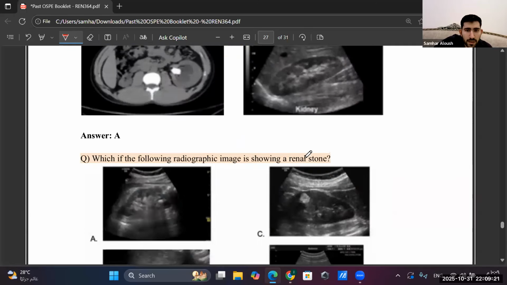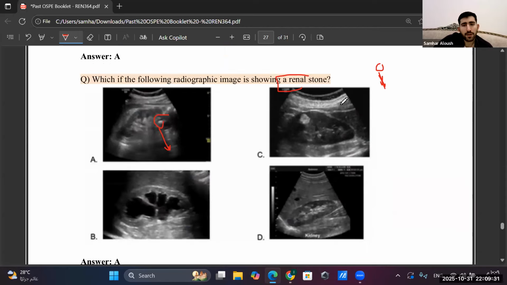Which of the following shows a renal stone? We said a renal stone looks white and behind it is shadowing. So this one is a stone that is white with shadowing behind it. So easy. You may ask why it's not this one. This is not a kidney. This is the bladder. Bladder stones are very big.